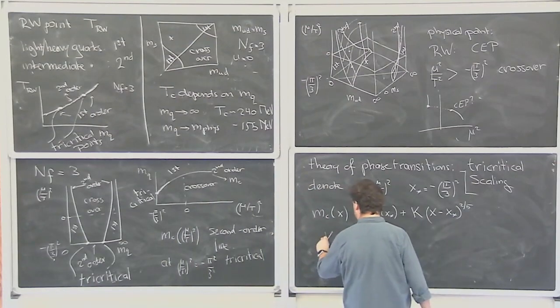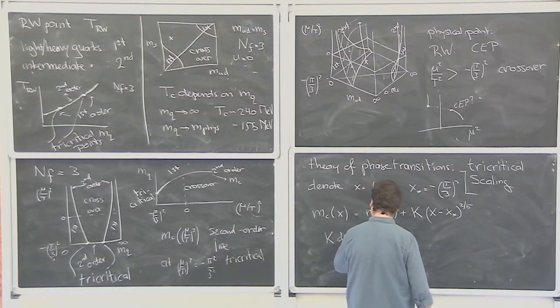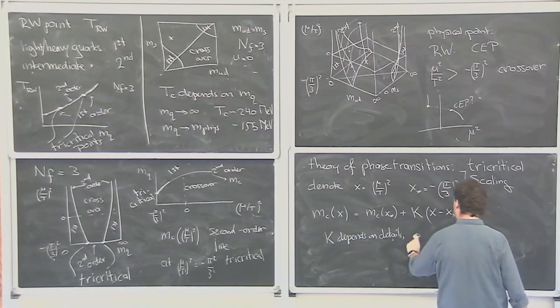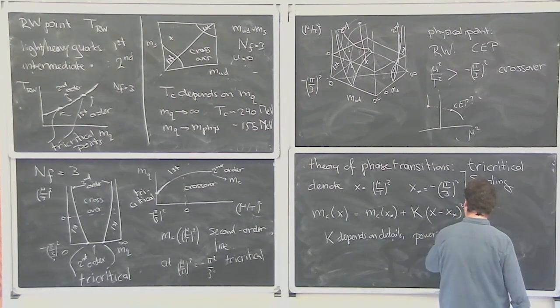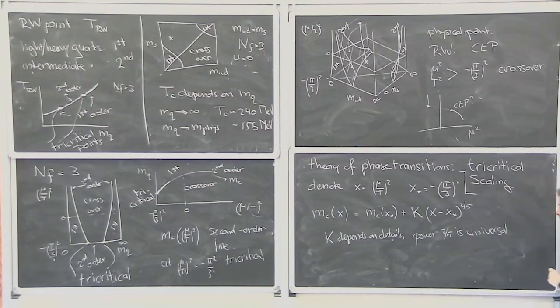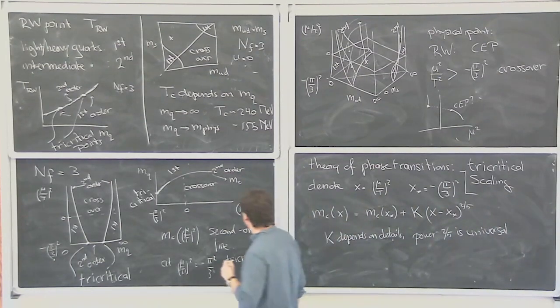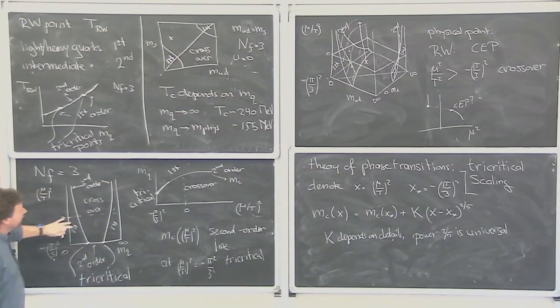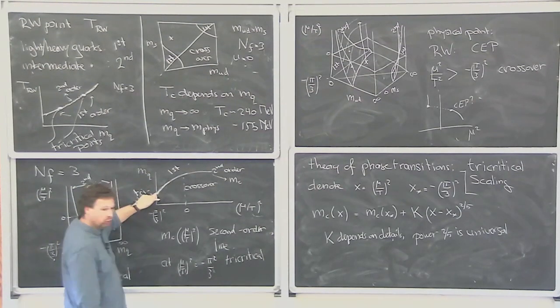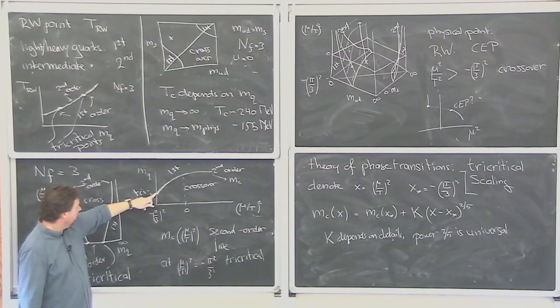So k depends on details, so it's not universal. But the power 2 over 5 is universal. Now that's actually extremely powerful because it tells us that this part of the phase diagram, where we have this surface separating the first order region from the crossover region, is actually a line here which is determined by this tricritical point, which is the Roberge-Weiss point here.